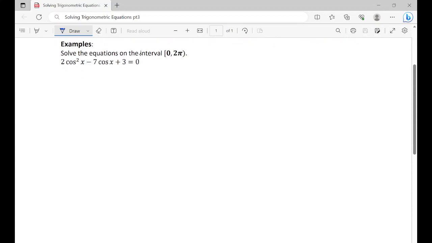So we're going to solve the equations on the interval 0 to 2 pi. That means we want only the answers that are on this specified interval.